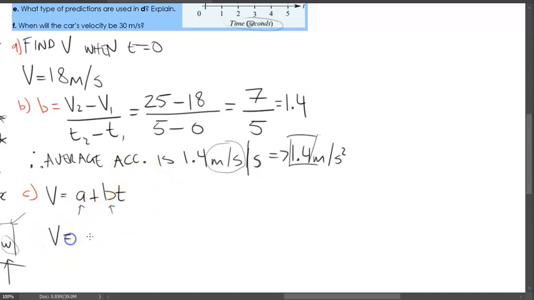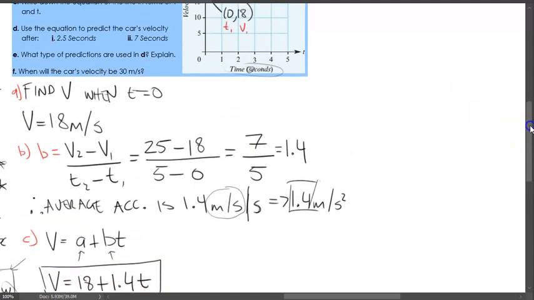Our V is equal to 18 plus, because it's going up from left to right, 1.4 t. And there is our equation. We did all the hard work in the previous question to answer C. Alright, let's take this home. Question D.